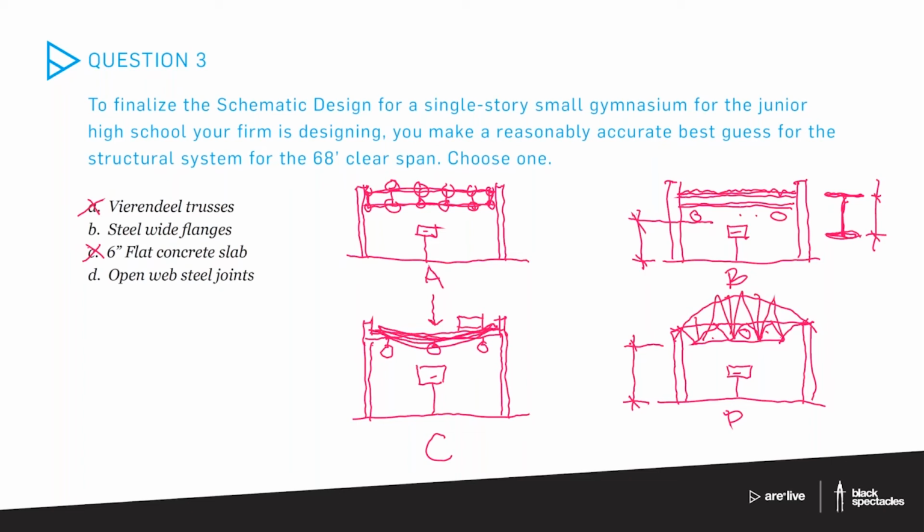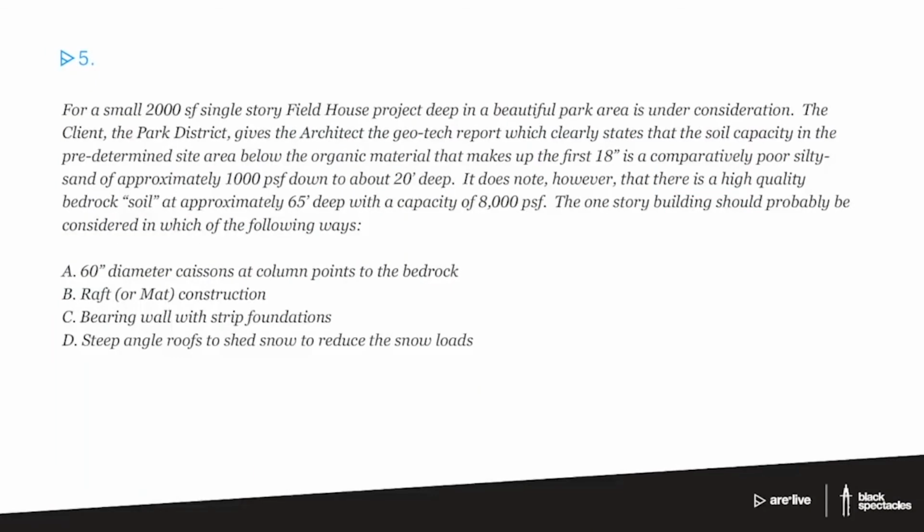All right, and moving on to question 4 here. For a small 2,000 square foot single story field house project deep in a beautiful park area that is under consideration, the client, the park district, gives the architect the geotech report, which clearly states that the soil capacity in the predetermined site area below the organic material that makes up the first 18 inches, so the very top material is organic, and so we're not going to use that at all. But below that is a comparatively poor silty sand of approximately 1,000 PSF, pounds per square foot, down to about 20 feet deep. It does note, however, that there is a very high quality bedrock soil at approximately 65 feet deep with a capacity of 8,000 PSF.